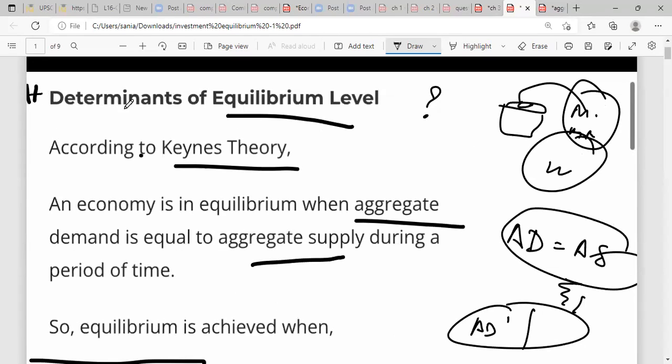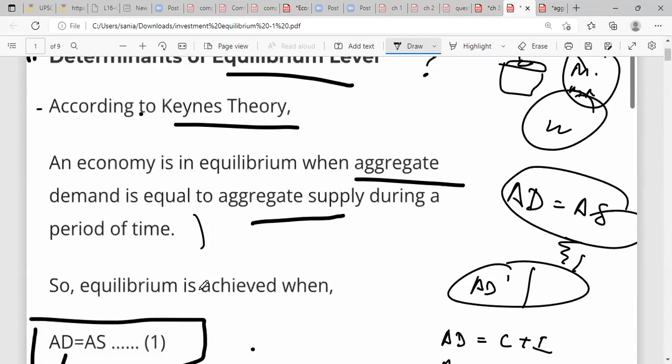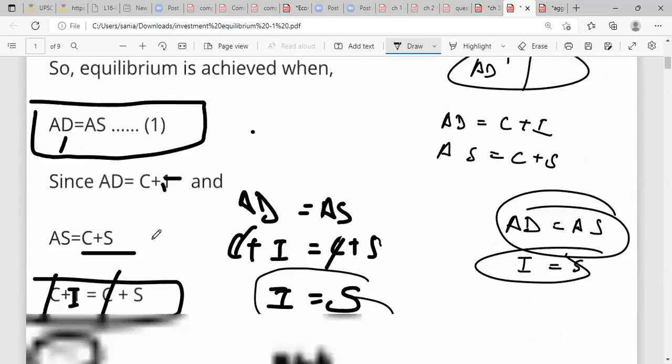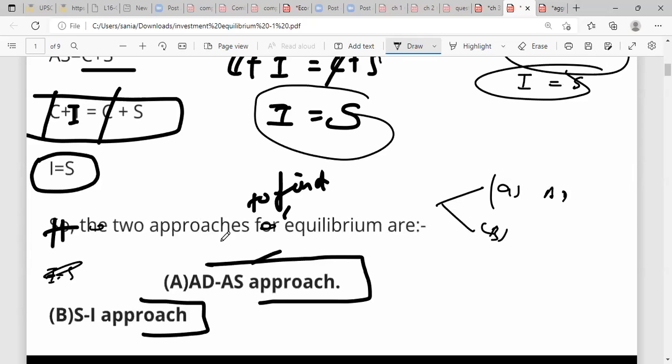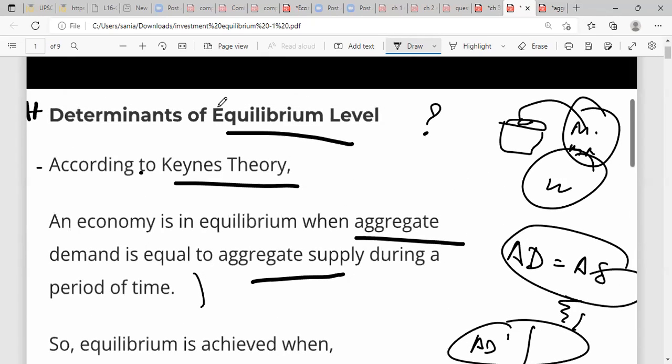So you will write hashtag determinants of equilibrium level. You will write, according to Keynes, till here, and then equilibrium is achieved. This entire thing. Okay, and two approaches. Write it down and let me know. I will scroll.